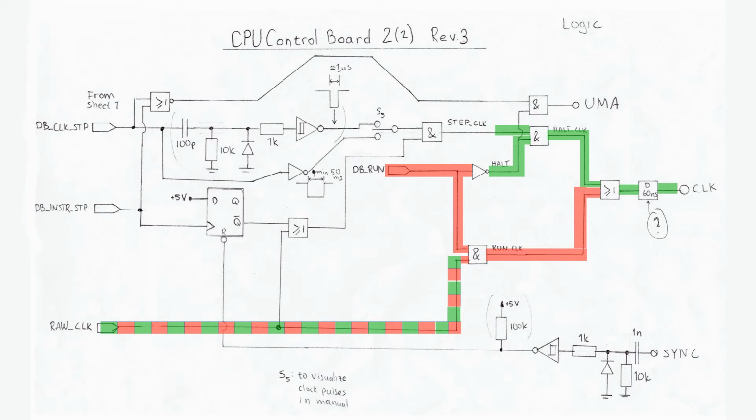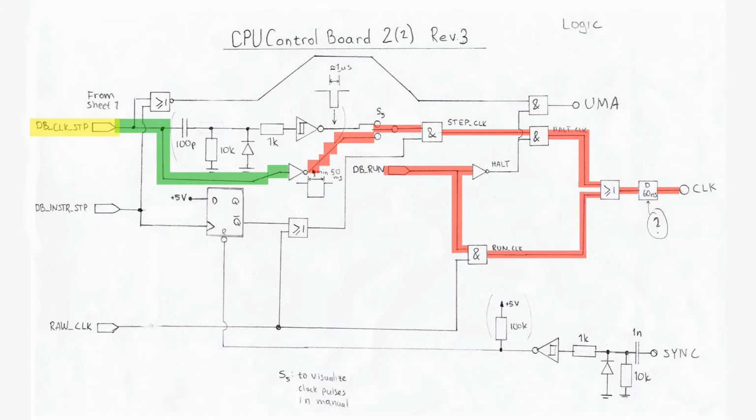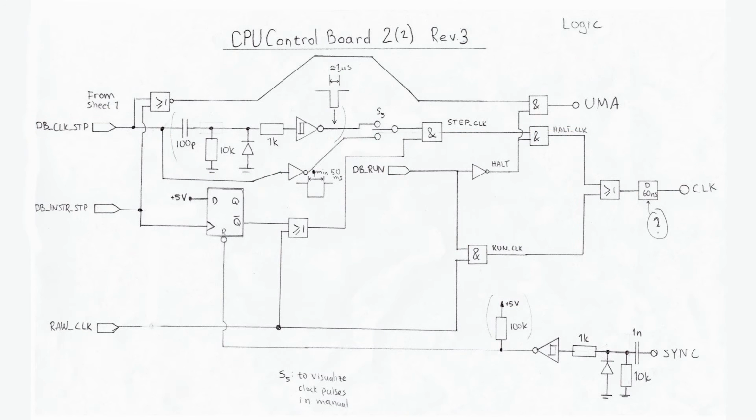It is during the halt mode that one can use the stepping buttons. When pressing the clock step button, the signal goes through an inverter and creates a negative pulse on the emitted clock, and that is all there is to clock stepping. Instruction stepping is slightly, but not much, more advanced.